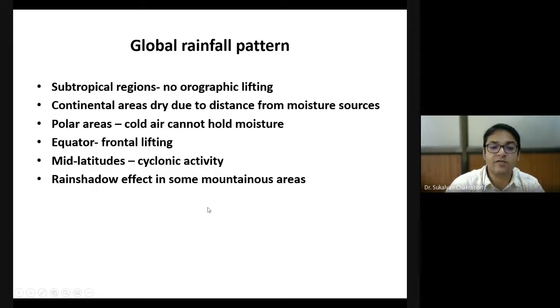Now, rain shadow effect is an effect which is happening in tropical areas also and also other areas. It is a very localized phenomenon. Whenever there is a mountainous region, one side of the mountain receives the rainfall and the other side does not receive. That's called the rain shadow side. So that is again another factor which controls the global rainfall pattern.